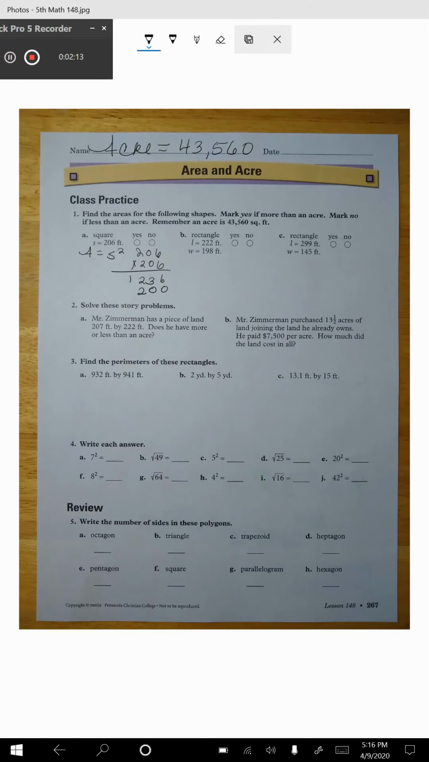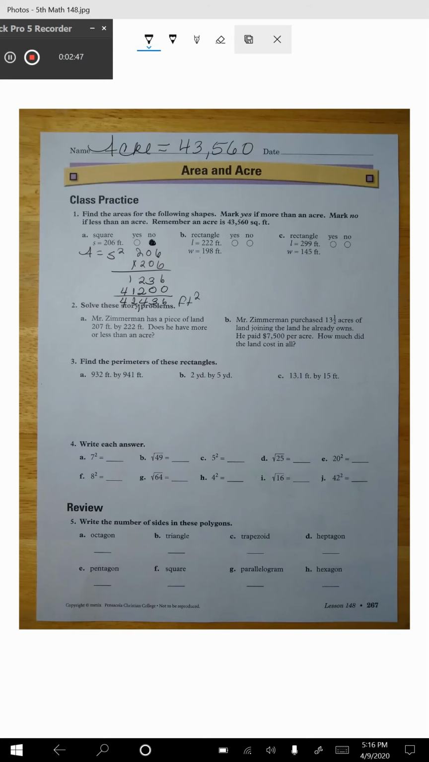12, 1, 4. Is that what you get? 42,436. And that's 42,436 feet squared, or square feet. Is that more or less? Is that an acre? No, it has to be 43,000. So we're going to circle no. Okay.